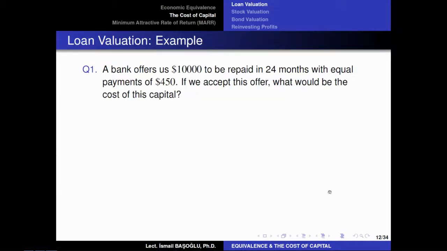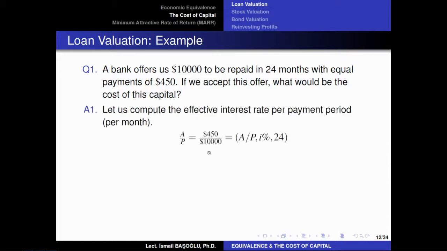Now let's solve this question to study further loan valuation. A bank offers us $10,000 to be repaid in 24 months with equal payments of $450. So we are going to borrow $10,000 right now. We are going to repay this $10,000 to the bank in 24 monthly installments. At the end of each month, we are going to pay $450. If we accept this offer, what would be the cost of the capital? What is the cost of this capital?